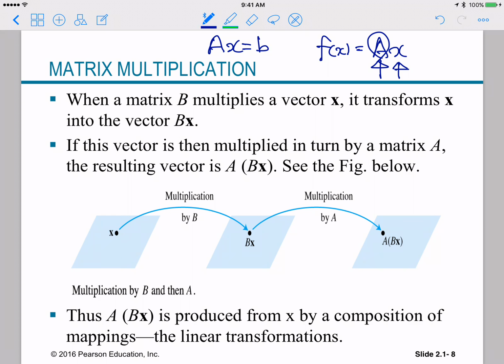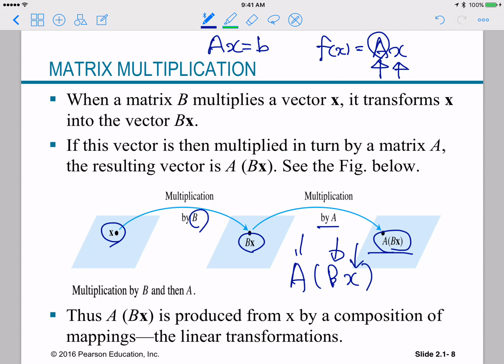So we first map the vector x into Bx by using the matrix B, and then that is further mapped or transformed into another vector by multiplication by another matrix A. Okay. So in terms of matrix multiplication, it can be written in this form, A(Bx), which means x is transformed through B first and then further through matrix A.